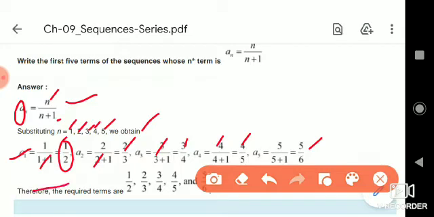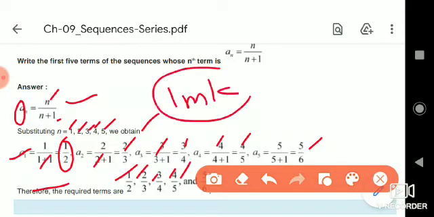Therefore, the required terms in this sequence are 1 by 2, 2 by 3, 3 by 4, 4 by 5 and 5 by 6. This is an important question you may expect in the examination for 1 mark. The question will be given, nth term of the sequence will be given to you. They will ask to find the first 5 terms or 3 terms or 4 terms of the given sequence.